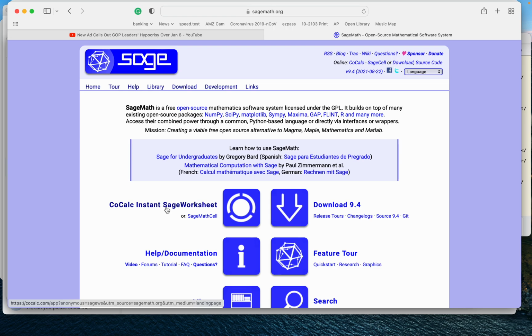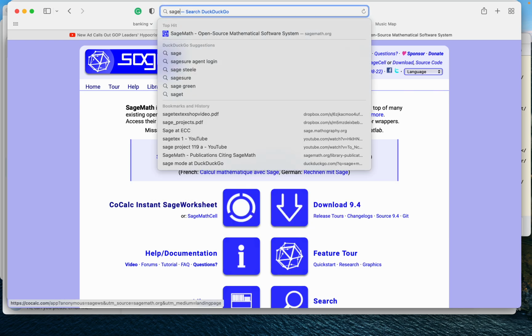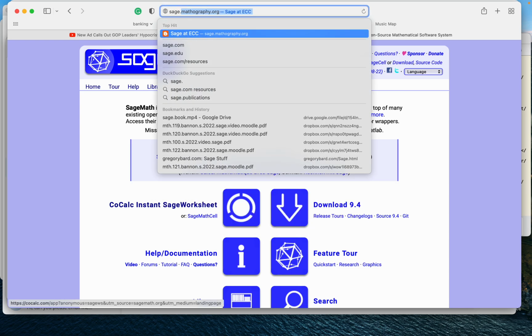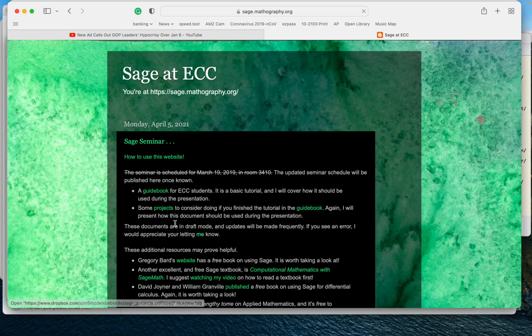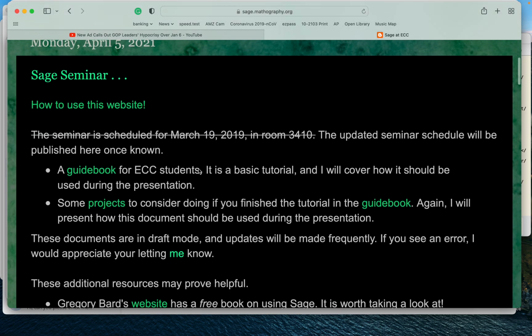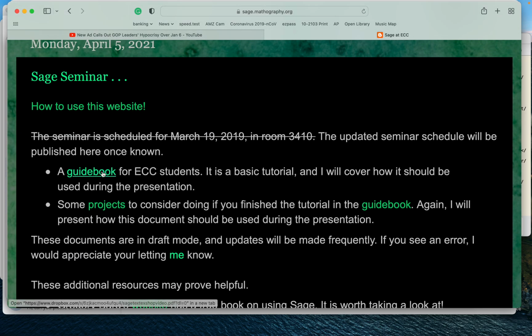What I want to do, though, is go to my website, and my website is sage.mathography.org. On my website, I create a little guidebook for students that want to look at that. And I create a series of projects pretty much at the high school, beginning college level, all right? So like algebra, pre-calculus, and some beginning calculus problems, all right? And you can go through that if you want, but again, you may look at it and say, I'd rather do something else. That's what you want to do, right?